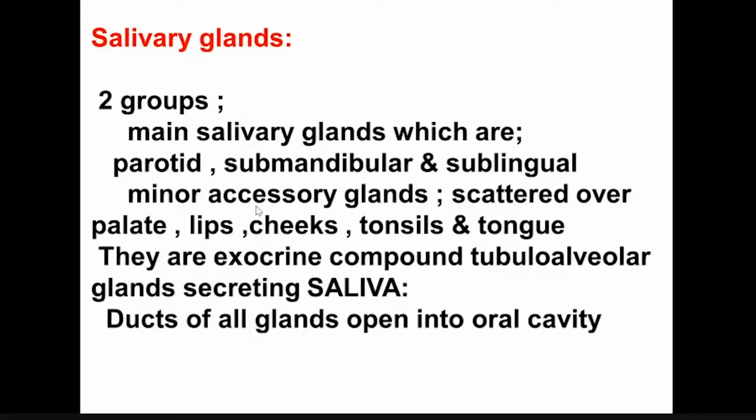The minor ones, these are microscopic, can be seen only by microscope, and the ducts are very, very minute. They lie within the cells of the mucous membrane of the oral cavity or the tongue or the palate or the cheeks and the lips, and they secrete small quantities of saliva. The major ones are large and can be palpated and seen easily, either inside or outside, and their ducts are large and the openings of the ducts can be seen in the floor, in the parts of the oral cavity. Now you will start with the major salivary glands.